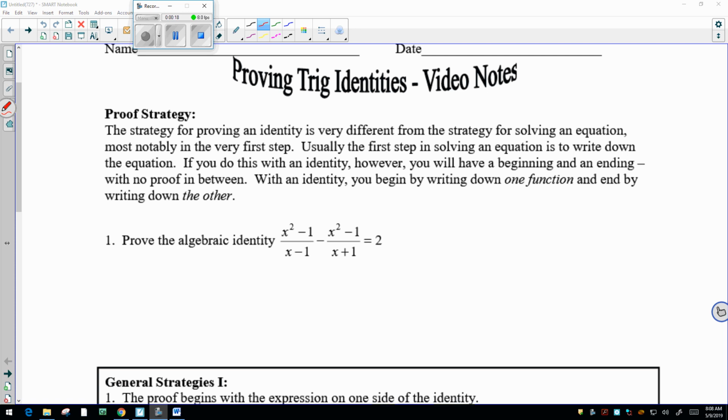The difference with proving trig identities is you're going to have something like an equation, kind of like this first example down below. And typically what we need to do is make one side look like the other. This is what this is saying right here. With an identity, you begin by writing down one function and end by writing down the other. In other words, if this is where you're starting, that tells you where to stop.